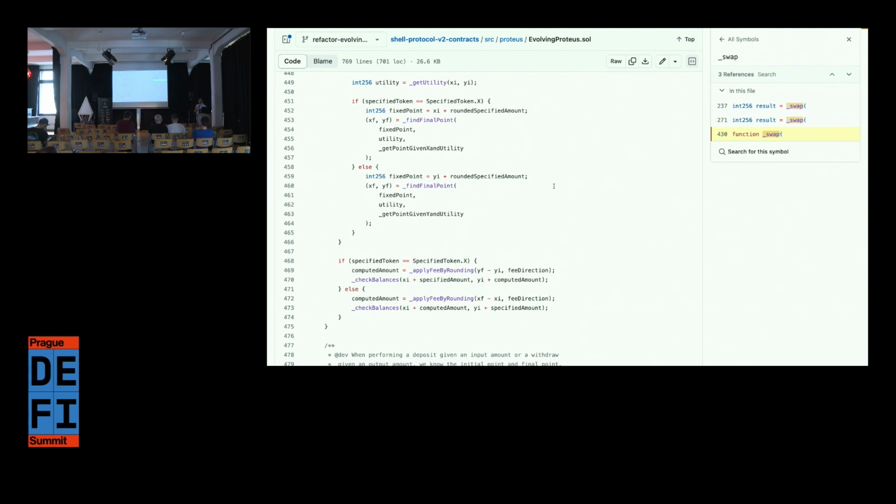And like we mentioned before, this is only one slice. So we have only one curve which evolves over a duration, and after that it stays constant. So yeah, this is evolving Proteus. Happy to answer any questions.